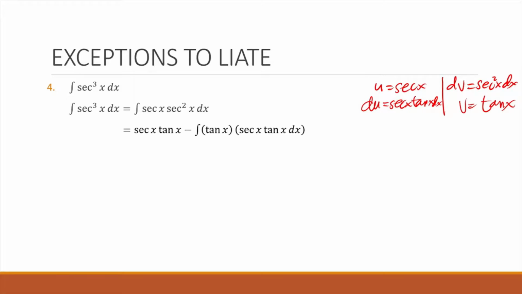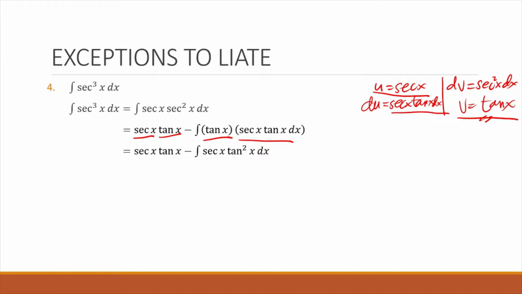So u times v, u in this case is secant x, tangent x is v, diba? uv, minus integral of v, v again is tangent x, and then du is secant x tangent x dx. Okay, so let's just rewrite the integral term. Okay, we have integral of secant x tangent squared x dx.